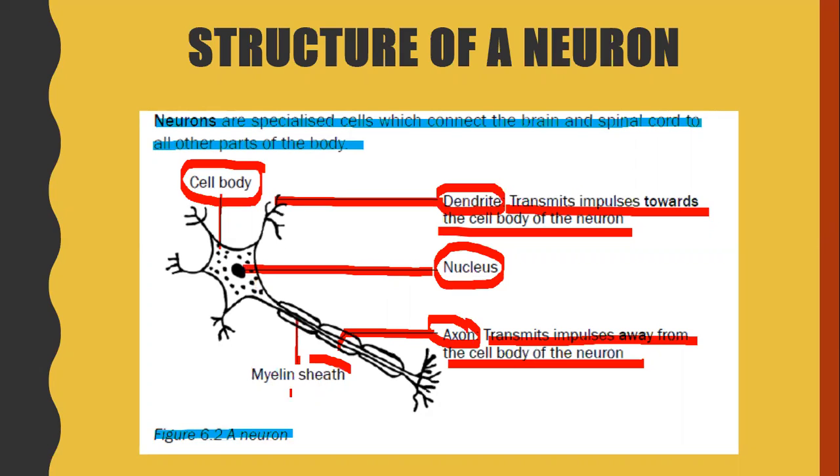So you also need to know the labels. In other books, they write labels and the function as well. So this is the structure of a neuron. It's very important to know it as well.